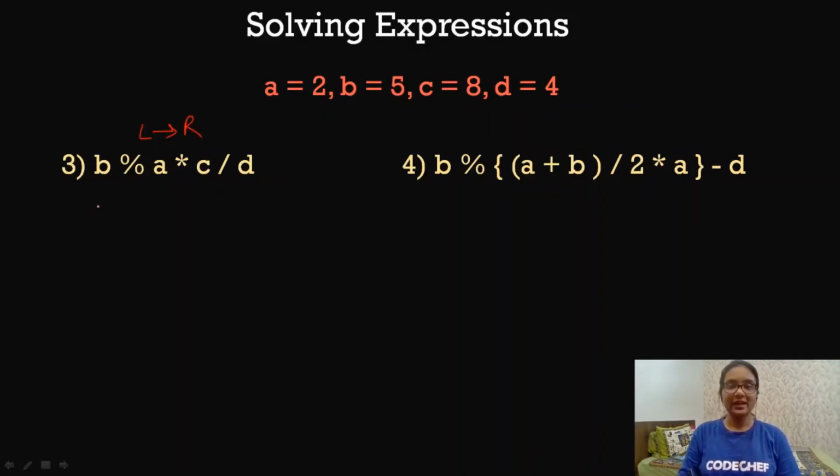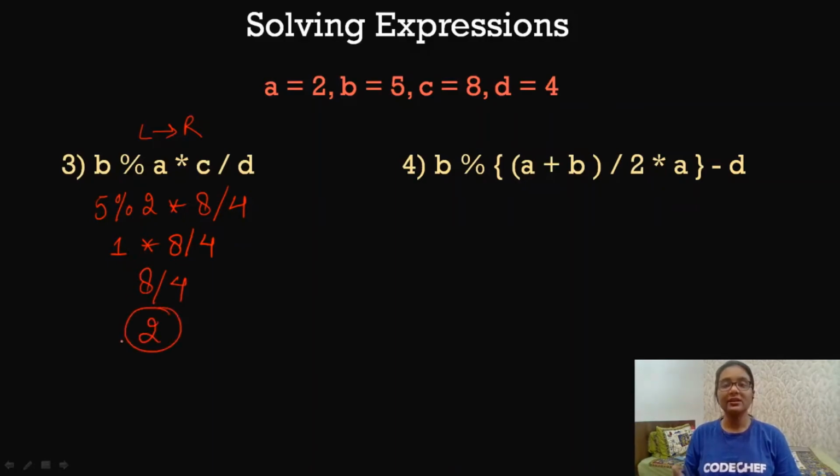Let us write down the values. B is 5, modulus A is 2, into C, 8 divided by 4. Now 5 modulus 2 will give us 1, into 8 divided by 4. 1 into 8 will give us 8 divided by 4, and 8 divided by 4 is equal to 2. So 2 is our answer.